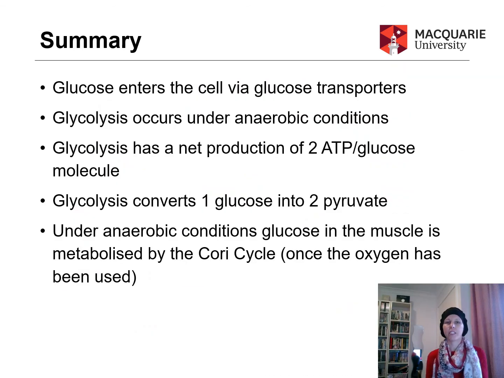So the summary of this short video is that we need to get glucose into the cell, and we do that via the glucose transporters, and there are a number of different glucose transporters that belong to different cell types. Glycolysis occurs in the cytosol, and it occurs under anaerobic conditions, so you don't require oxygen for that to happen. There's a net production of 2 ATP per glucose molecule, and we know that glycolysis converts 1 glucose into 2 pyruvates. Now, under anaerobic condition, glucose in the muscle is metabolized by the Cori cycle, which I'll show you in a different video.